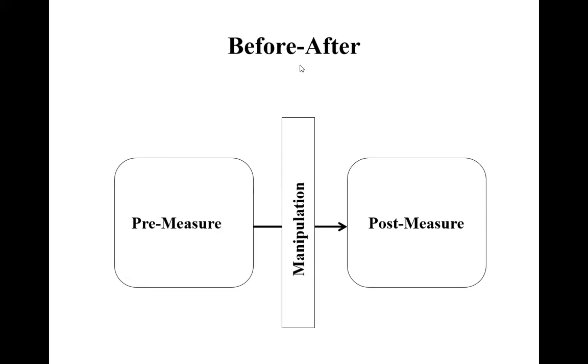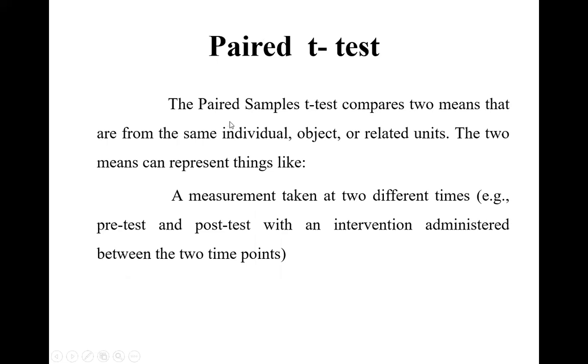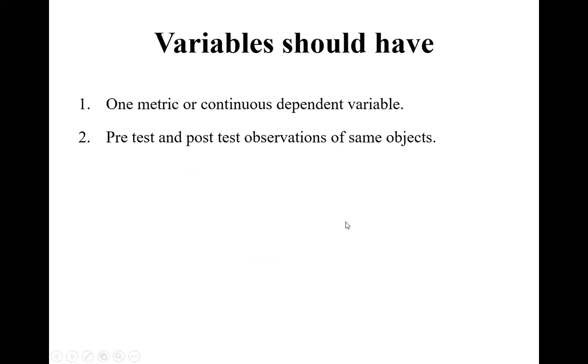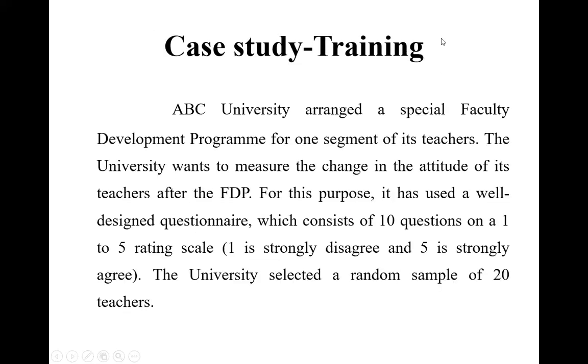Now the before and after. The paired t-test. The paired sample t-test compares two means that are from the same individual. The condition is the same individual, same object or related unit. The two means can represent things like pre-test and post-test results. The data should be continuous and the observations should be pre-test and post-test. Now you can see this case study.